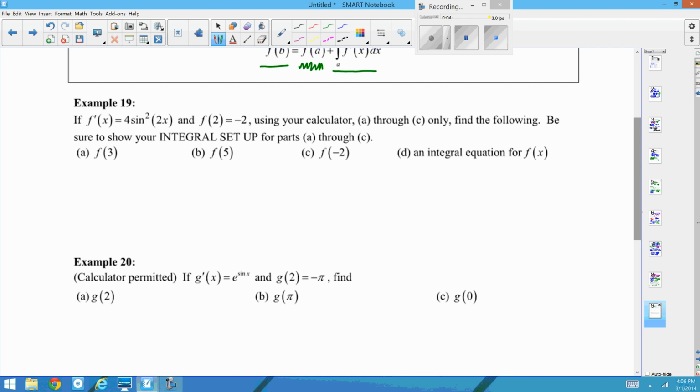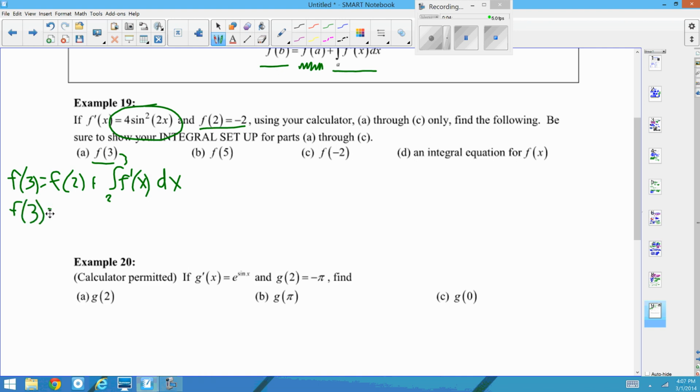F of 3, to find that, we have to see what we started with, f of 2, looks like we started there, plus what we would accumulate from 2 to 3 of f prime of x dx. Now, this isn't something we could easily take the antiderivative of, so we're going to just use our calculator. Here's the setup. All right, and I'm going to just put a little more detail in it because we know f of 2 is negative 2. And this, I'll just write the function f 4 times sine squared of 2x dx. Now you type it into your calculator.